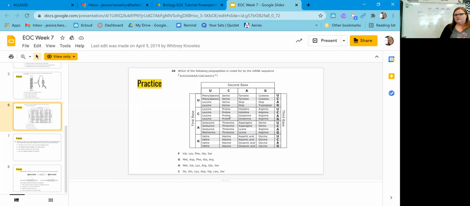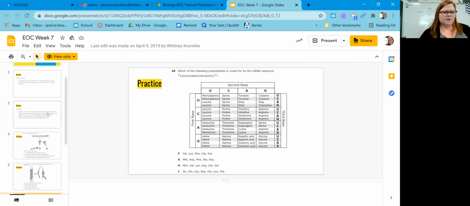Then our last one was AUU. So A, again, is in this row. U is in this box. And then U is the top one, it's isoleucine again. Okay.